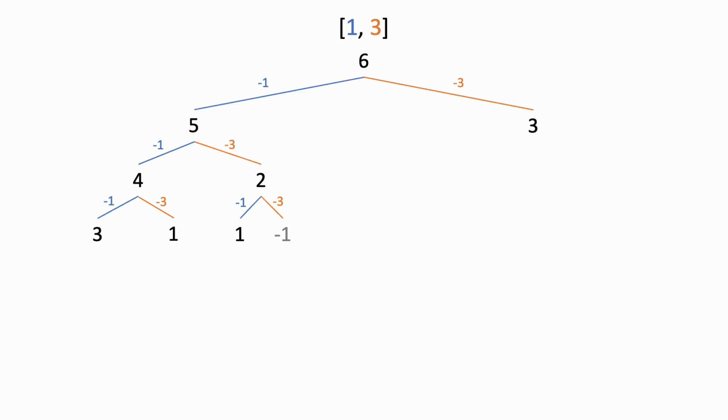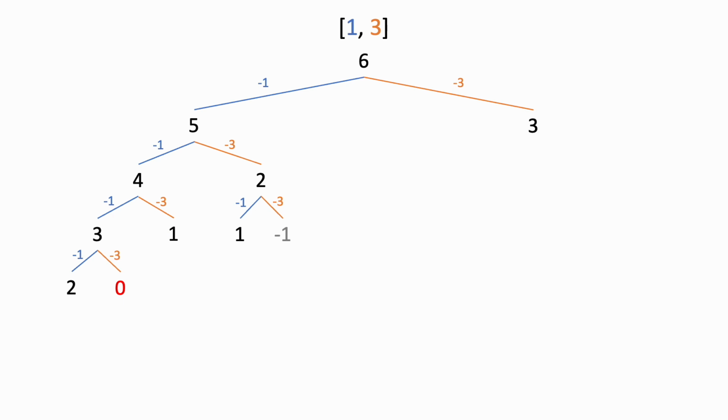Let's continue with the other branches. From a total of 3, let's use a 1 coin, then a 3 coin. But now notice that the remaining amount has hit 0. That means we finally found our first solution, which is to use a 1 coin, 1 coin, 1 coin, and then a 3 coin. We still need to explore the other solutions though, so let's keep going.